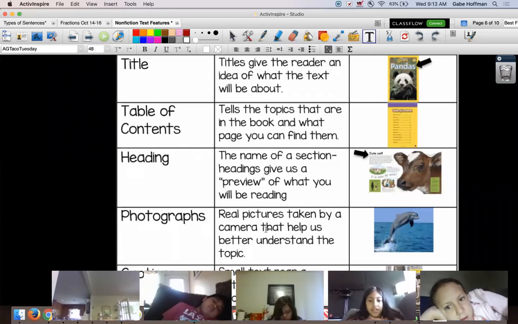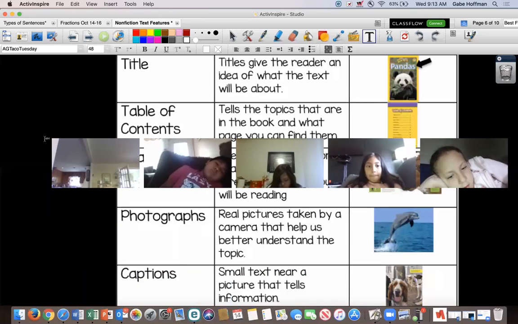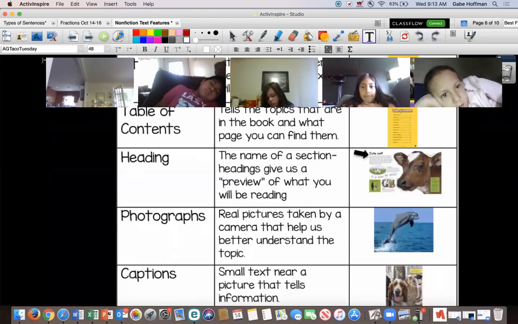Photographs. Denise, can you read what that says? Real pictures taken by a camera that help us better understand the topic. Thank you. It's important to remember that photographs are real pictures that are taken. So that's different than an illustration.